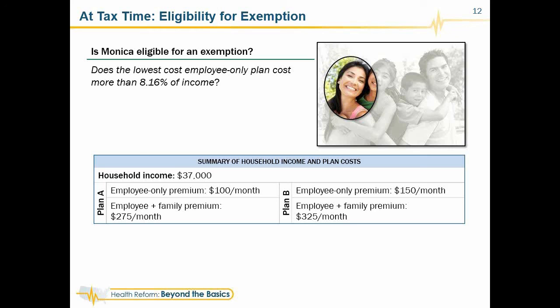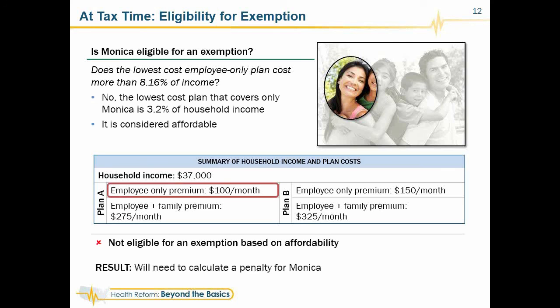Remember we had the parents, neither of whom enrolled in coverage, and the kids were covered by CHIP. So is Monica eligible for an exemption? Your question is going to be, does the lowest cost employee-only plan cost more than 8.16% of her income? And the answer is still no. The lowest cost plan that covers her was only about 3% of household income, so it's affordable whether we're talking about premium tax credits or the exemption. So she's not going to qualify for an exemption. We're going to need to calculate the penalty for her. We've determined that no other exemption applies.